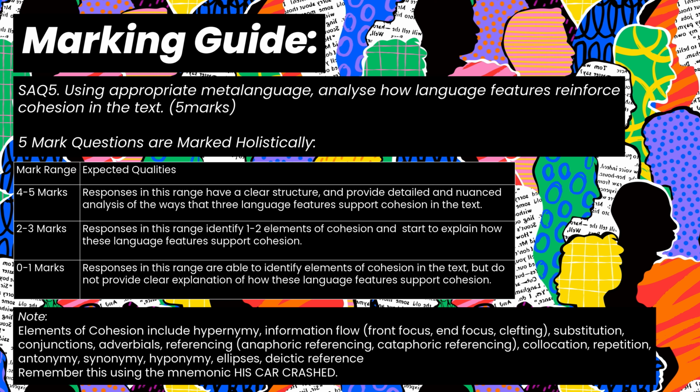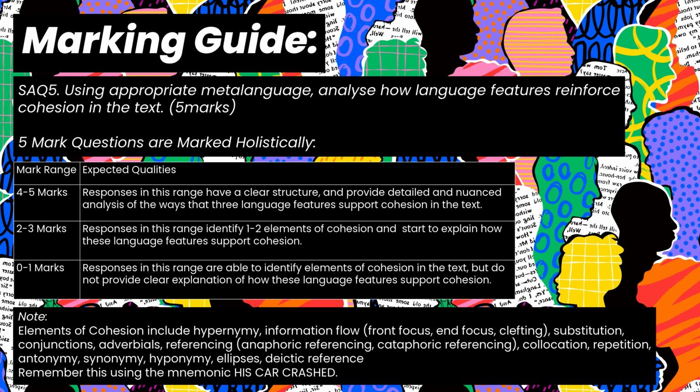The challenge for any holistically marked short answer question is that there's not a checklist anymore. With the first 4 questions of this short answer paper, there was a really clear checklist for you to have a look at as part of the marking guide. But for a 5-mark question, we're considering the response as a whole.